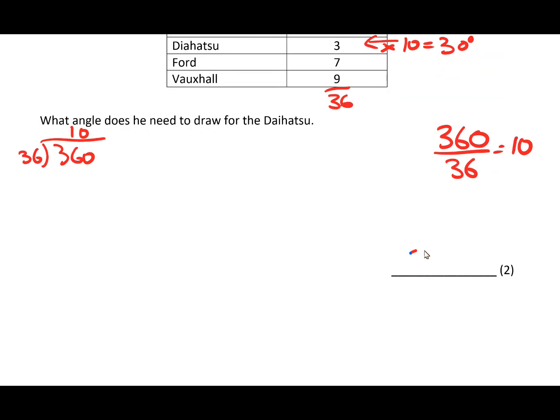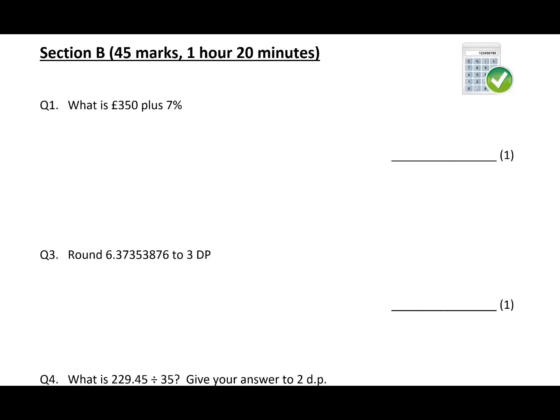And put the answer on the answer line, and that's worth 1 mark. And that is the end of section A. Section B. Here we have 45 marks available and 1 hour 20 minutes in which to complete it.